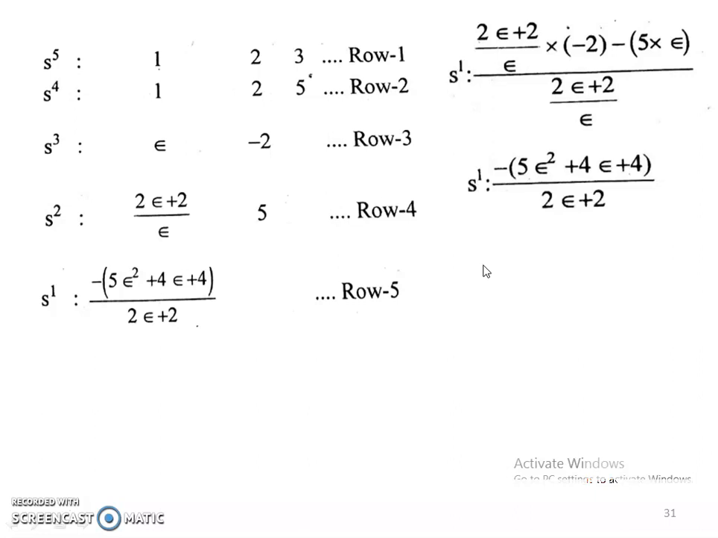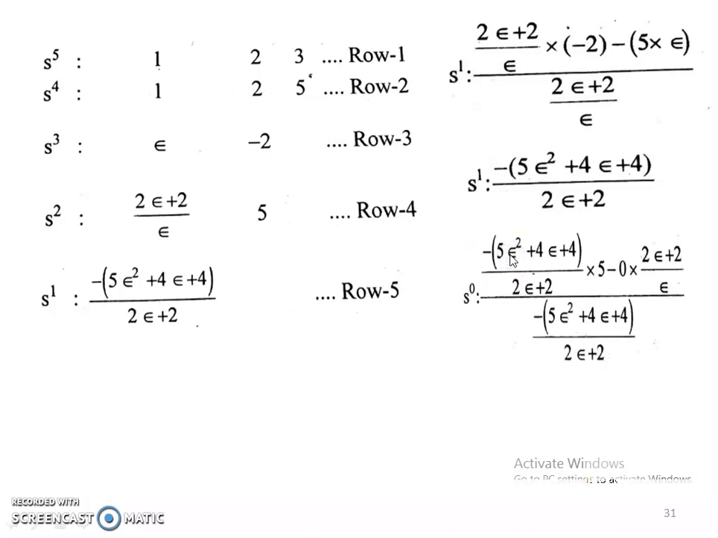So next we are going to form the row of s to the power 0. It is nothing but (minus 5 epsilon square plus 4 epsilon plus 4) divided by (2 epsilon plus 2) into 5 minus 0 into (2 epsilon plus 2) divided by epsilon, divided by (minus 5 epsilon square plus 4 epsilon plus 4) divided by (2 epsilon plus 2). So this is nothing but the term for s to the power 0. After simplification, you will be getting s to the power 0 as 5. So now we have created the Routh array.